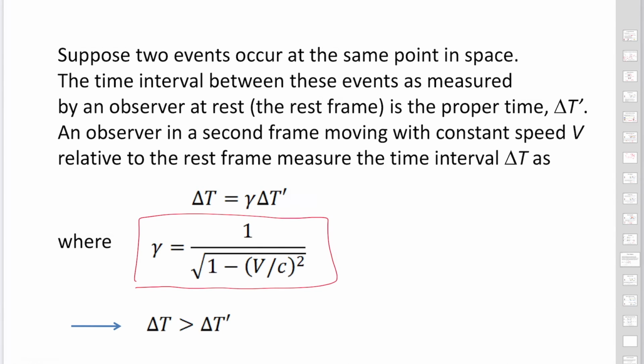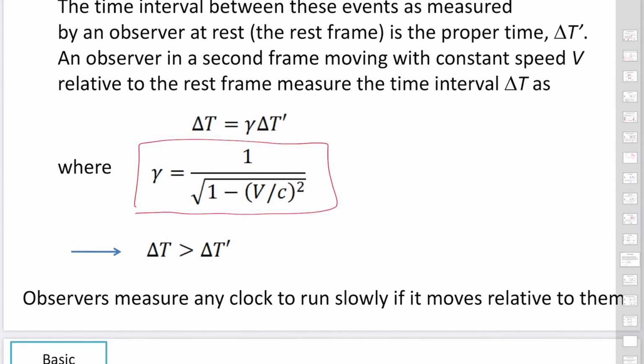So delta t is always larger than delta t prime. An observer measures any clock to run slowly if it moves relative to them. This is a very, very strange world, but this is the result if we accept the two fundamental statements of special relativity.